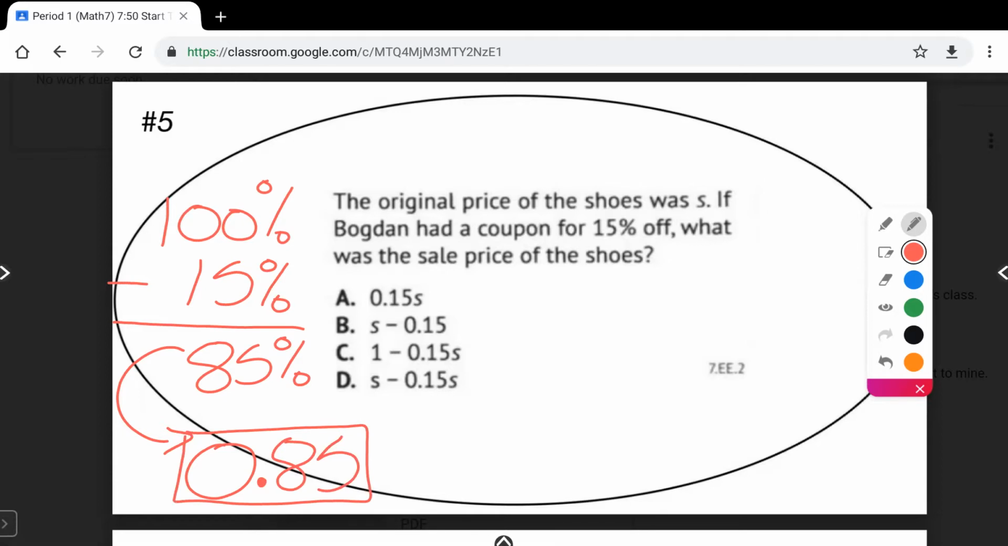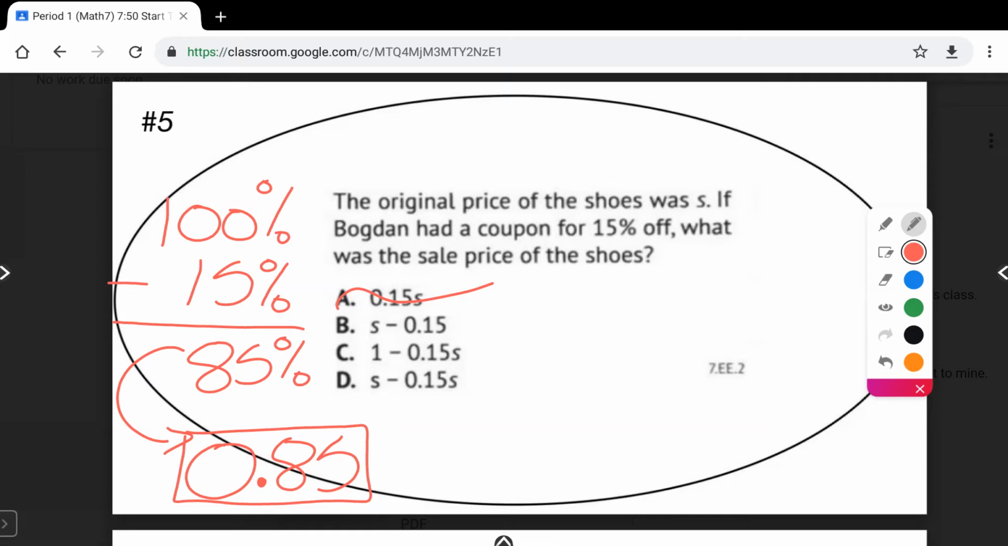Now, when I look at my choices, I'm like, oh, none of them have 0.85. We want to choose the answer that combines together to give us 0.85. Okay, so let's get to business. First off, in letter A, there's nothing to combine. Does everybody see how it's 0.15S? Gone.